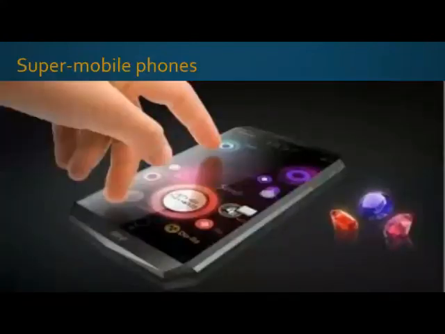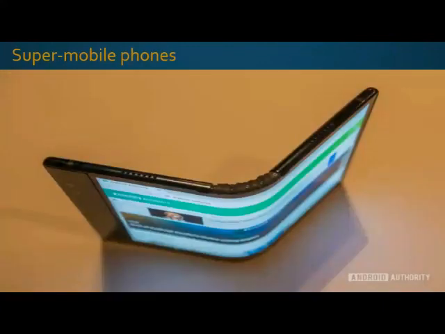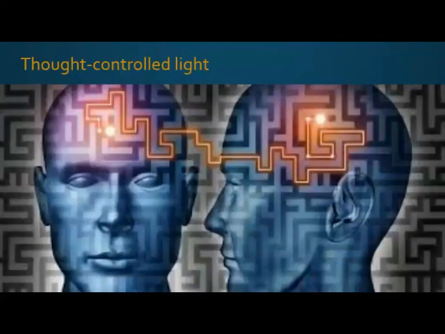I'm having some slides here to make this topic easy for you. This picture is related to the super mobile phone. It means that in future we will have this kind of mobile. We can also have this kind of mobile phone in our future, and also we are having these kinds of mobile phones now.